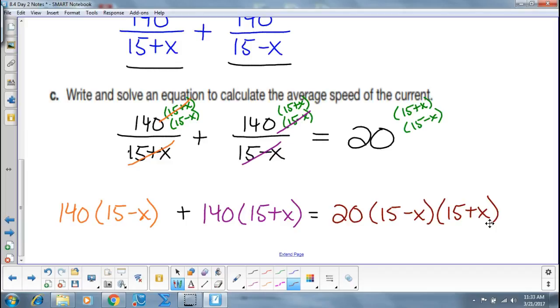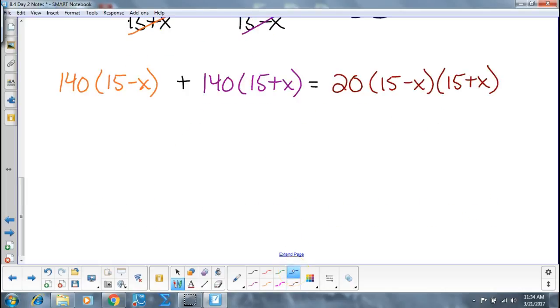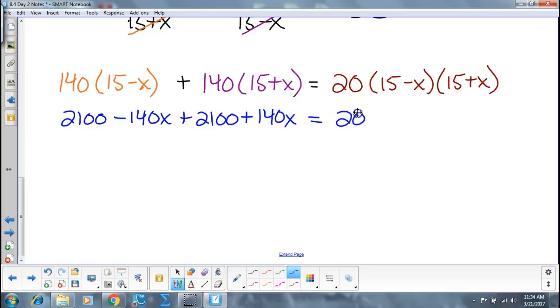So at some point in time, you should be at that line, depending on how you did it. If you did it common denominators and then got rid of your denominators, you would be there. If you multiplied through every term by the common denominator, you'd be there. Okay? So then that becomes, what's this, 2100? Minus 140x plus 2100 plus 140x equals, that's going to be 20 times 225 minus x squared.